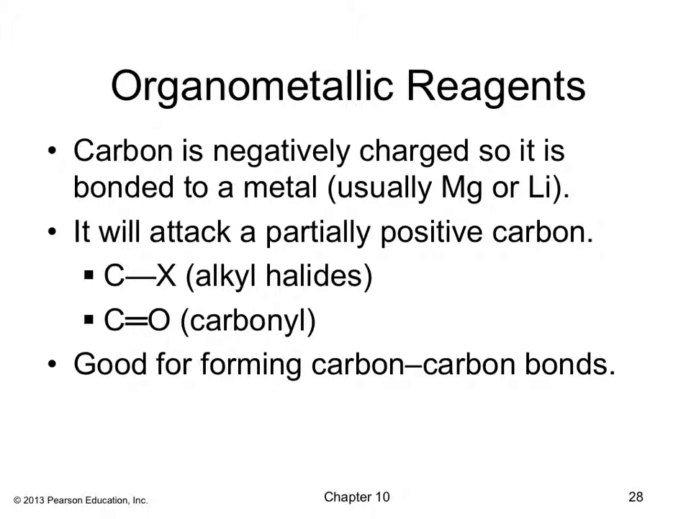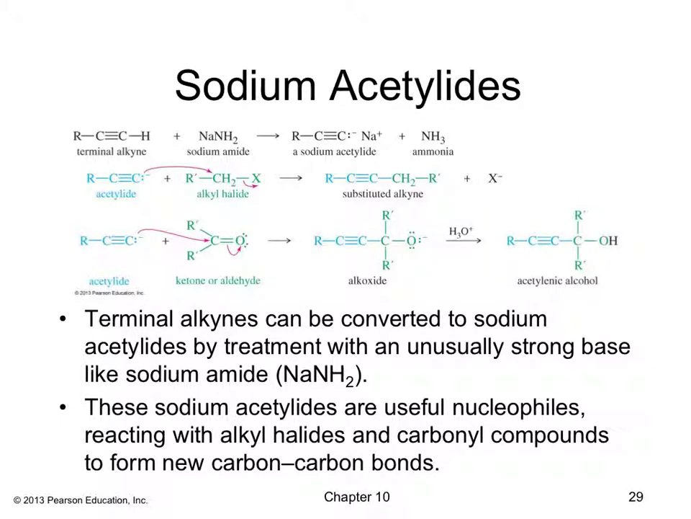The other way that you haven't learned yet to generate alcohols is using organometallic reagents. Carbon is negatively charged, so it is bonded to a metal, magnesium or lithium. It will attack partially positive carbons in the forms of alkyl halides as well as carbonyl compounds. When it attacks carbonyl compounds, it'll form alkoxides first and then alcohols. Essentially, these organometallic reagents can form carbon-carbon bonds. So, let's take a look.